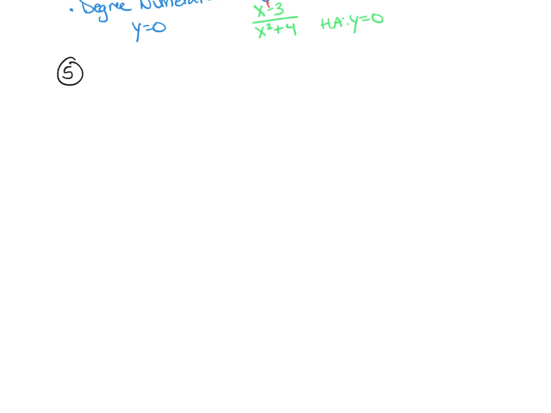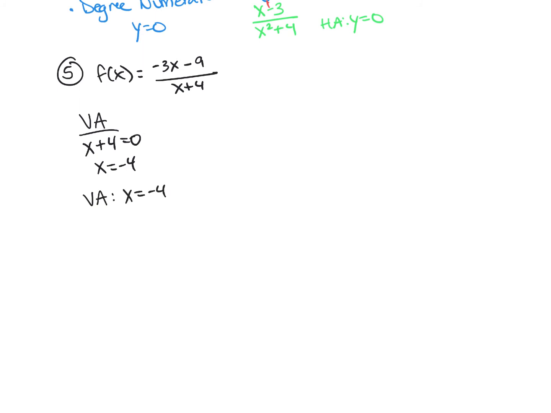But problem number 5 is f of x is equal to negative 3x minus 9 over x plus 4. So for our vertical asymptote, we're still going to set our denominator equal to 0 and solve. That's still exactly the same. So we'll do x plus 4 is equal to 0. We get x is equal to negative 4. So our vertical asymptote is x is equal to negative 4.